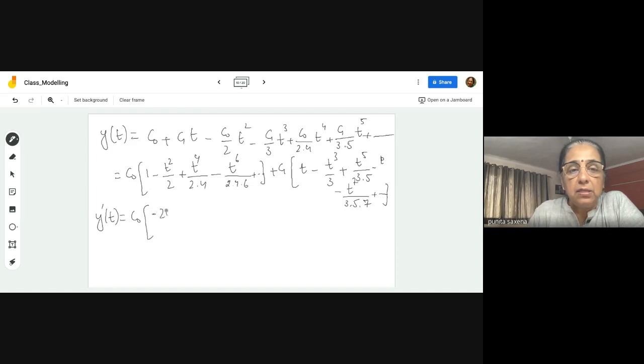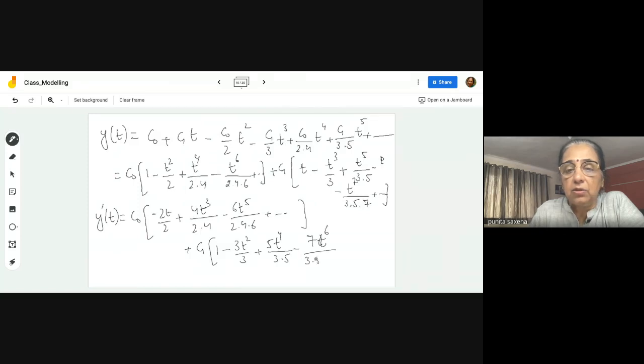It will be minus 2t by 2 plus 4t cubed by 2 into 4 minus 6t^5 upon 2 into 4 into 6, and so on and so forth, plus c1 into 1 minus 3t squared by 3 plus 5t^4 by 3 into 5 minus 7t^6 by 3 into 5 into 7, and so on and so forth.